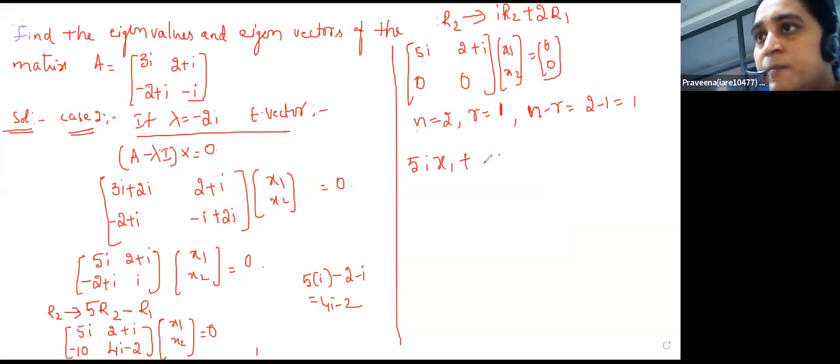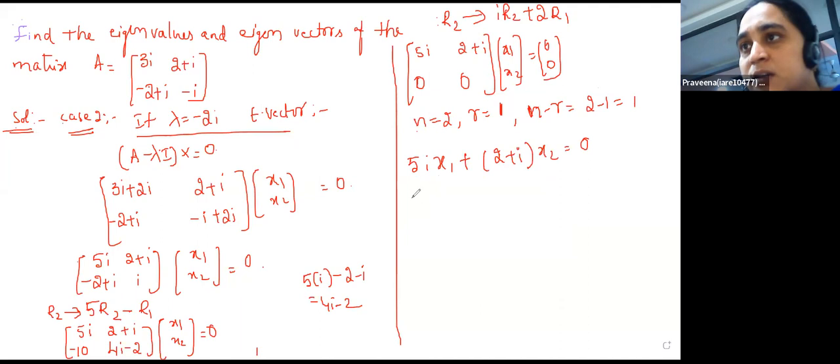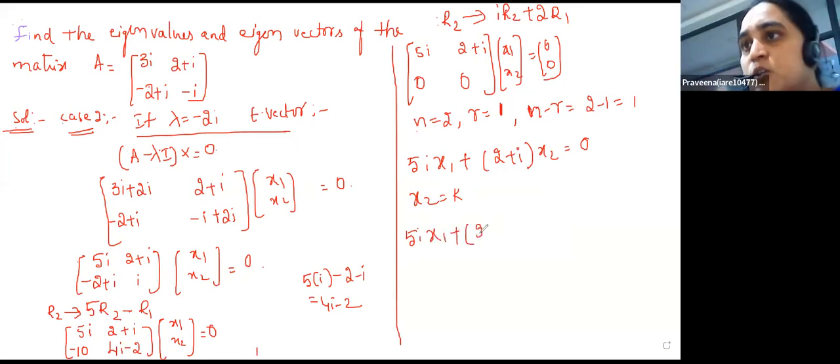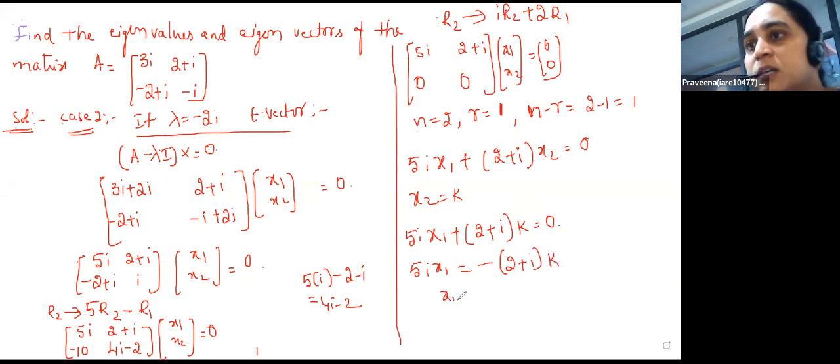5i x1 plus (2 plus i) x2 is equal to 0. Let us take one variable x2 as k and substitute in the above equation. 5i x1 plus (2 plus i) k is equal to 0. That is, 5i x1 is equal to minus (2 plus i) k. For that, x1 is equal to minus (2 plus i) by 5i.